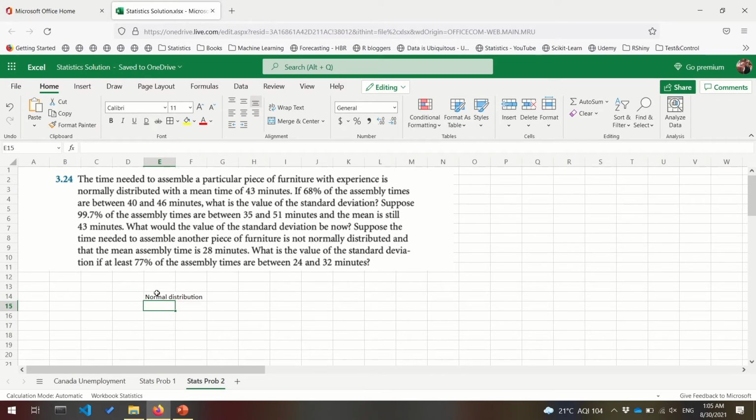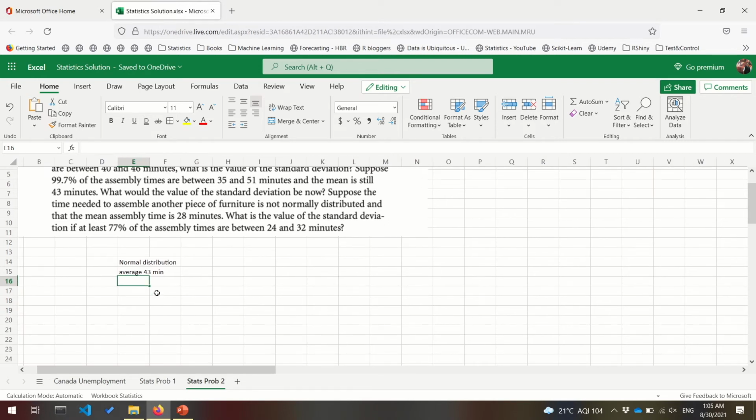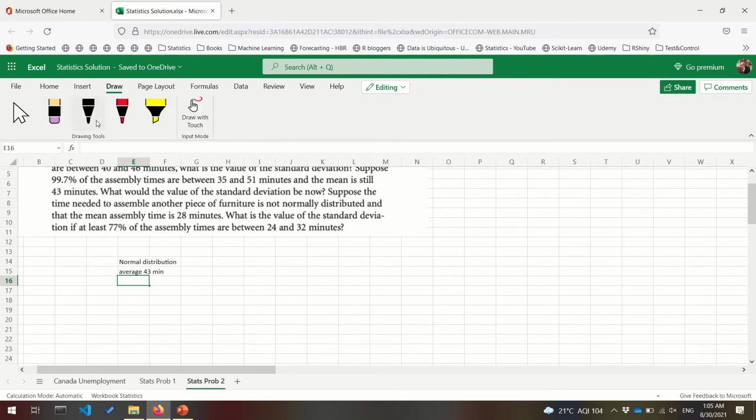With the mean time, the mean means your average is 43 minutes, if 68% of the assembly lines are between 40 to 46 minutes. Okay, now let me plot a normal distribution curve here.